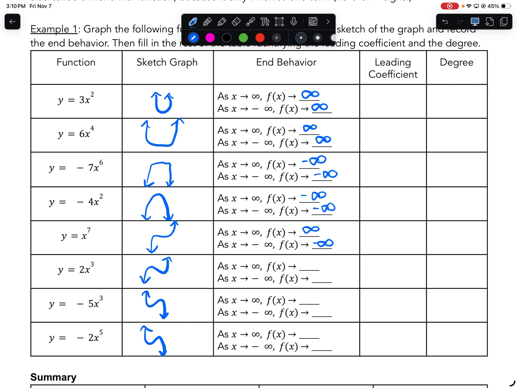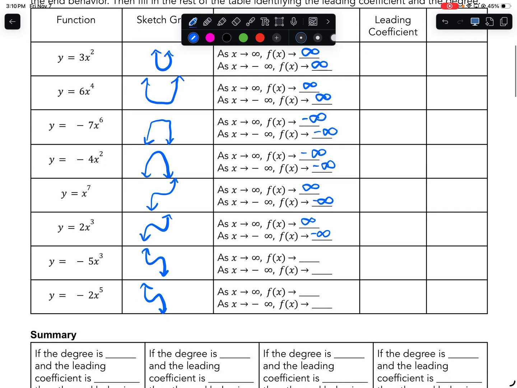Okay, so this one's the same, positive infinity, then negative, because the shape of the graph is the same. The next one is reversed, right? So as x goes positive, y's going down. So the first one's negative infinity, and then positive infinity.